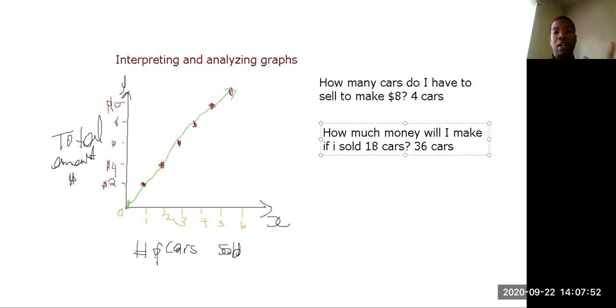So if I gave you this point, what I'm telling you is you sold 2 cars and made $4. That's what that translates to. So if I say, what does this mean? Means you sold 2 cars, I made $4.